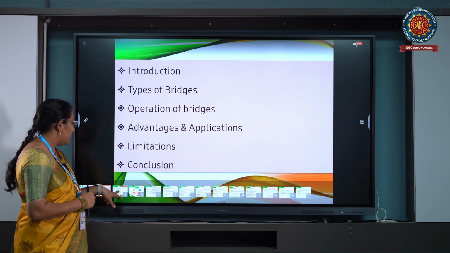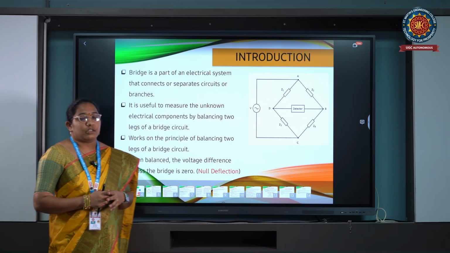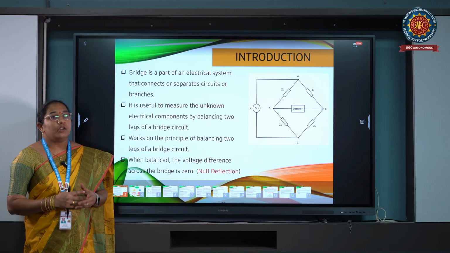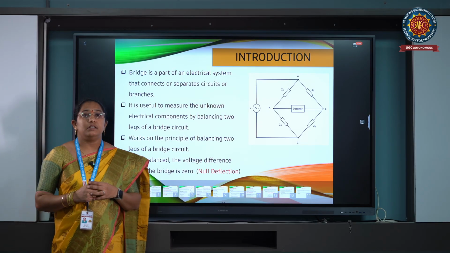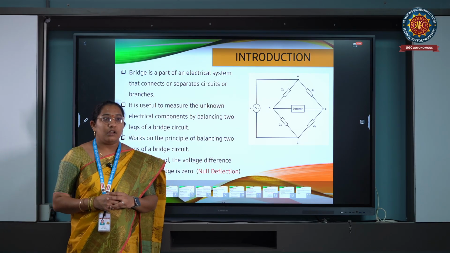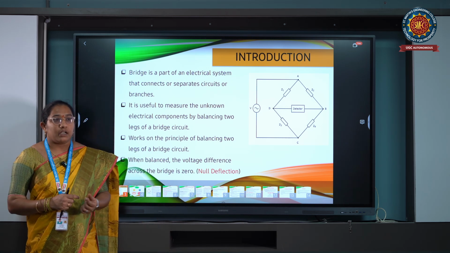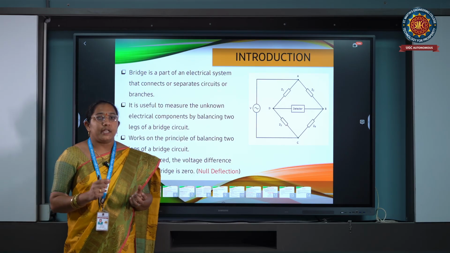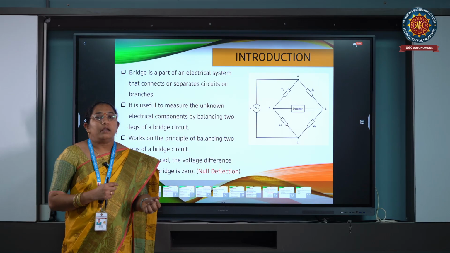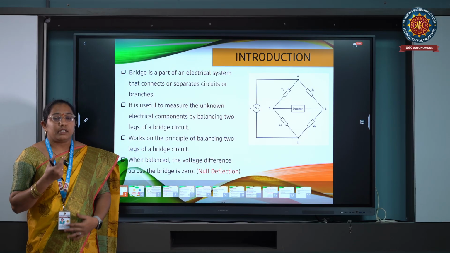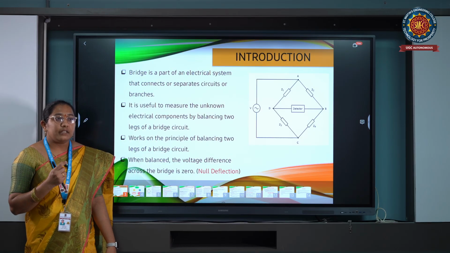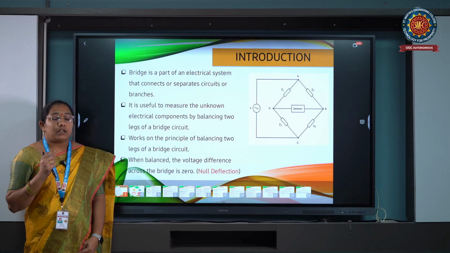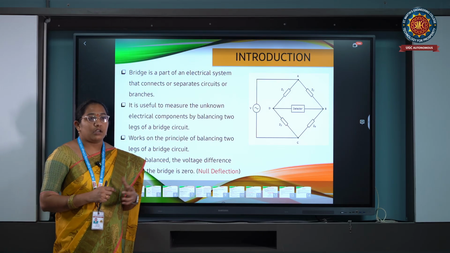operations of bridges. Actually a bridge is an electrical part of an electrical system which connects or separates the circuits or branches. It works on the principle of null deflection. Null deflection means when the components of the bridge are balanced, then the detector which we are connecting to the bridge shows the zero value, meaning null deflection. And on this principle only the bridges work.